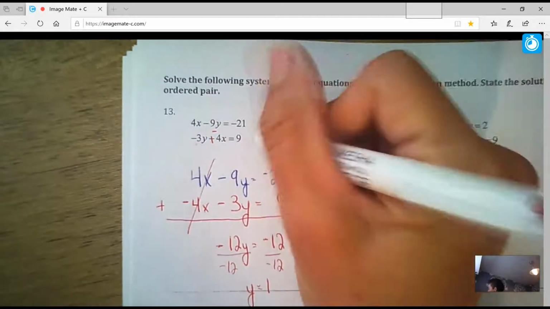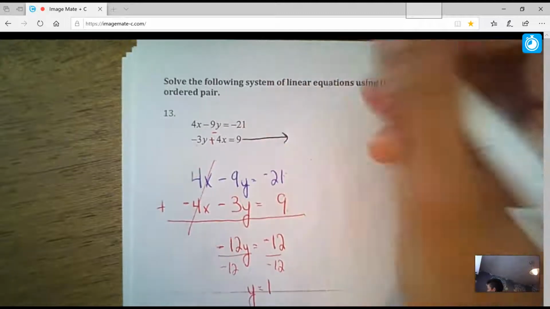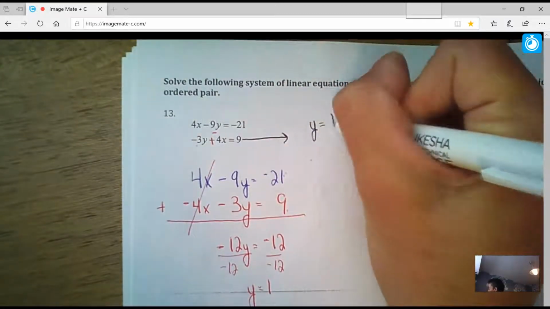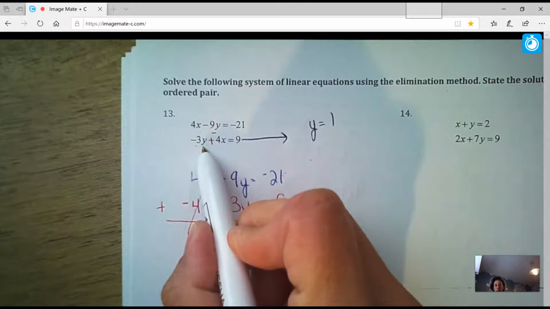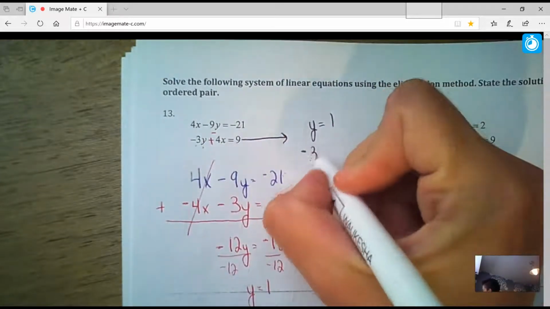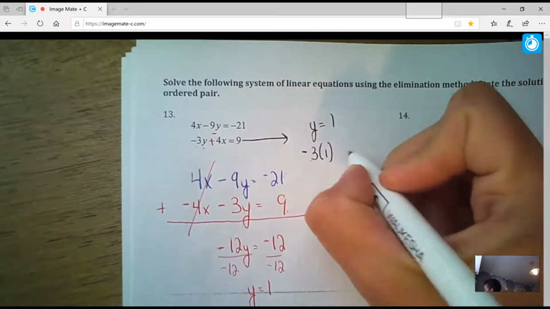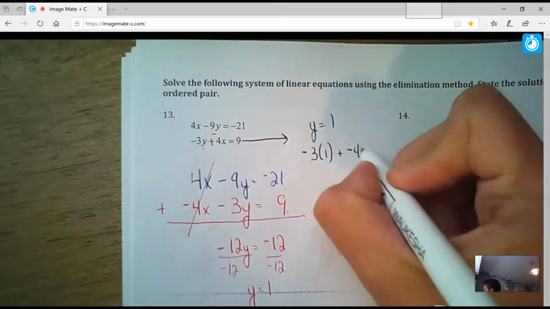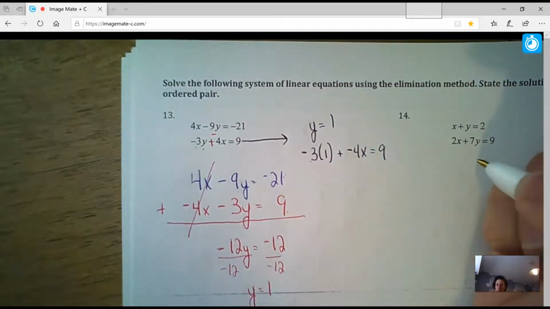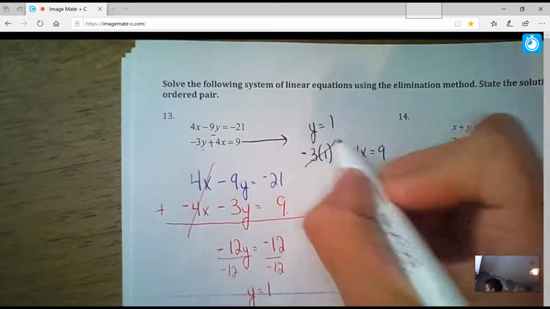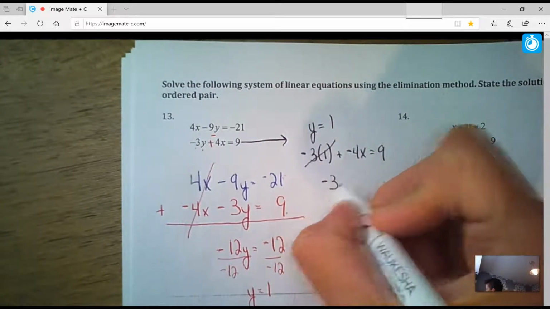So I'm going to take this equation, and I'm going to take the fact that I know that y is 1, and put it into here. So it'll become negative 3 times 1 instead of y, plus that negative 4x equals 9. And then I'm just going to work on solving for x. So first let's just get this down to negative 3 by multiplying.